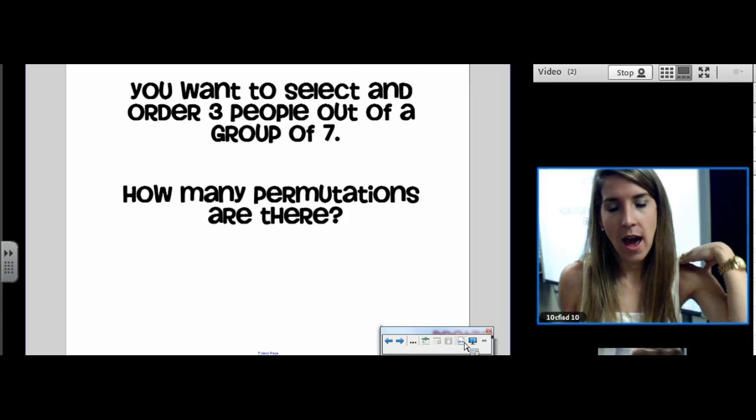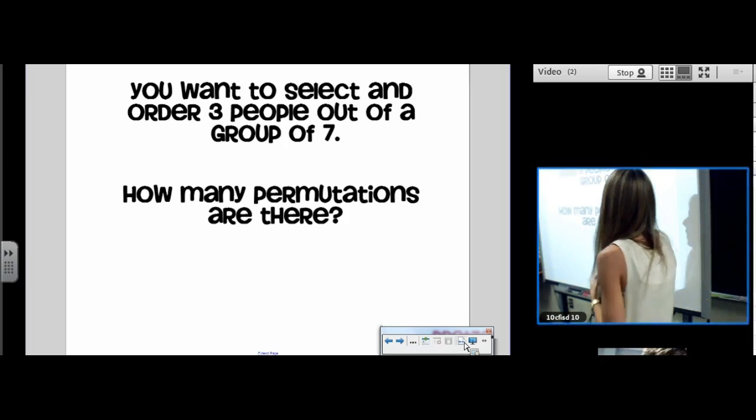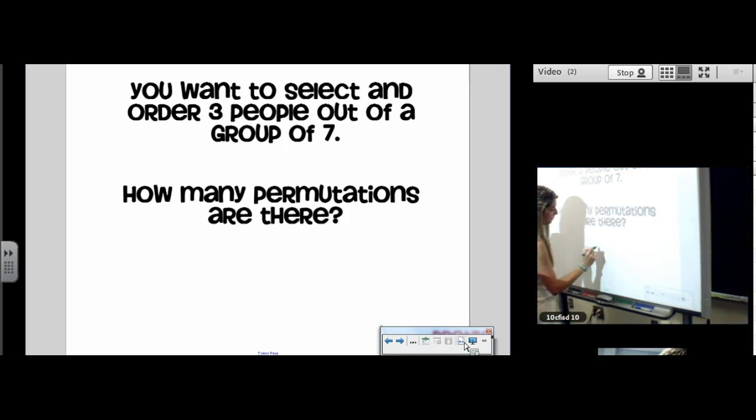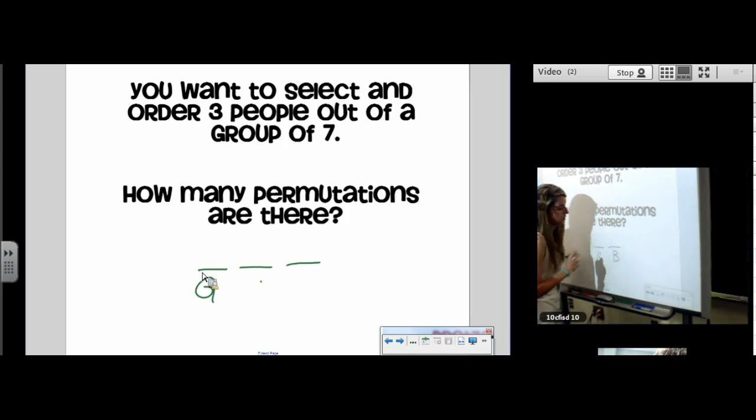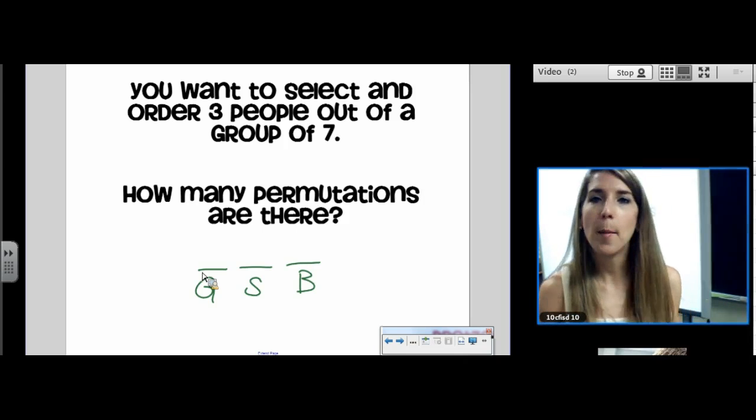So, how would we figure that one out? There's 3 different ways we could figure it out. Let me show you one of the ways. Okay, let's say this is gold, silver, bronze. Let's say I'm giving the gold medal first. It's a group of 7. How many choices do I have to give the gold medal to?